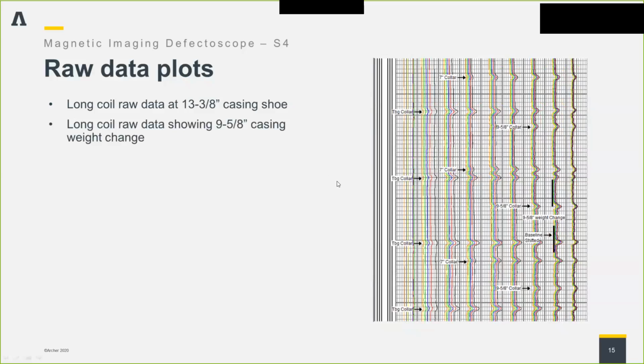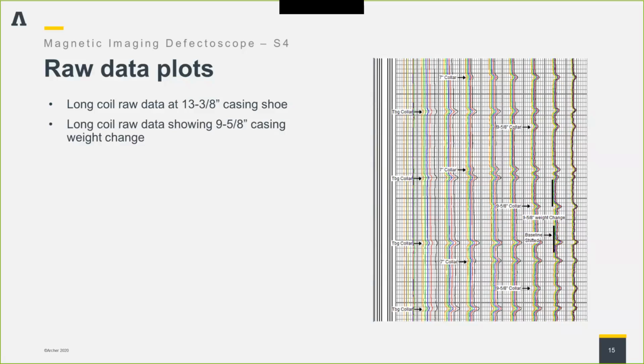So we have another example of the long coil. This is showing a casing weight change, so it's not like a casing shoe. It happens at this point, at this collar here. Above there, we have slightly heavier weight casing. Below it, we have slightly lighter weight casing, and the baseline is shifted. It's not shifted very much, but we can, of course, zoom in on this and look at it in more detail.